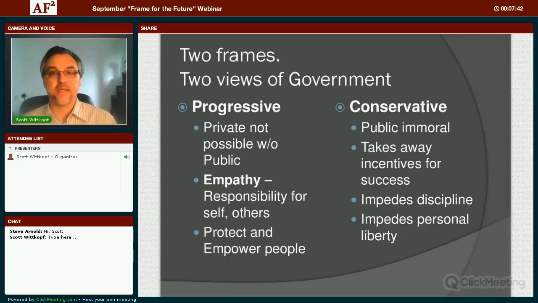And in most cases, as you'll see, conservatives think of personal liberty as the freedom to gain profit, to gain some type of financial profit or gain. So, very different views of government.